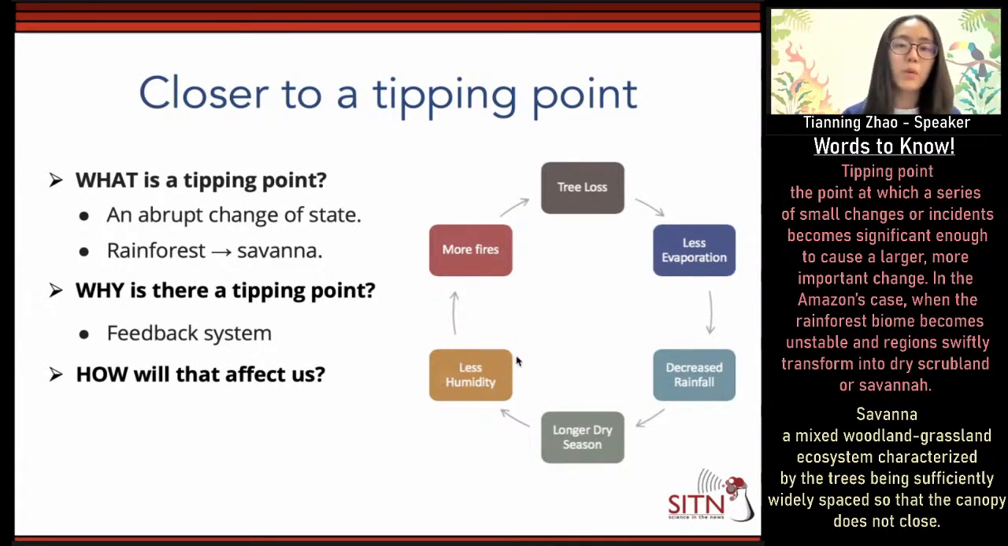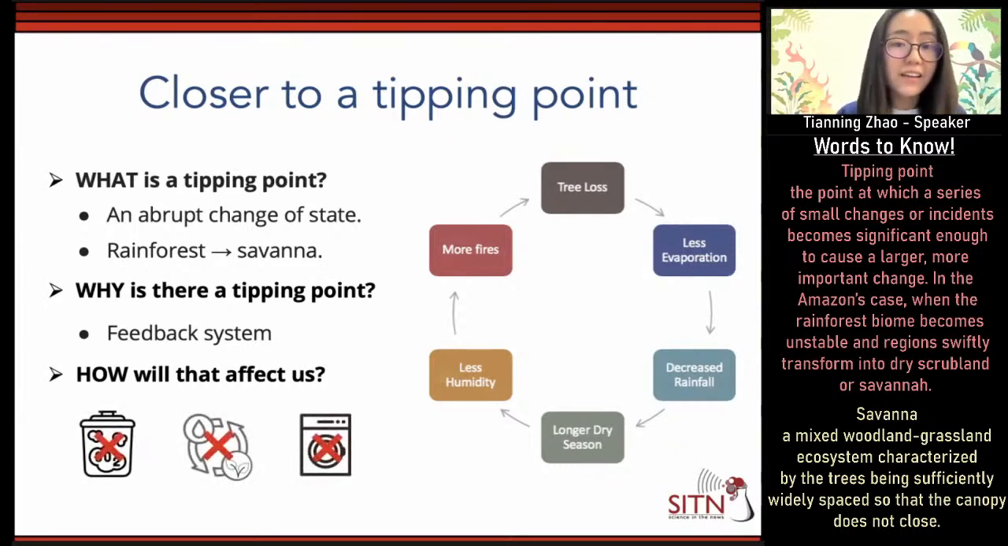And at one point, we will lose more trees without even cutting them, if the rainforest cannot hold enough water vapor to supply the atmosphere around it. And so how will that affect us?